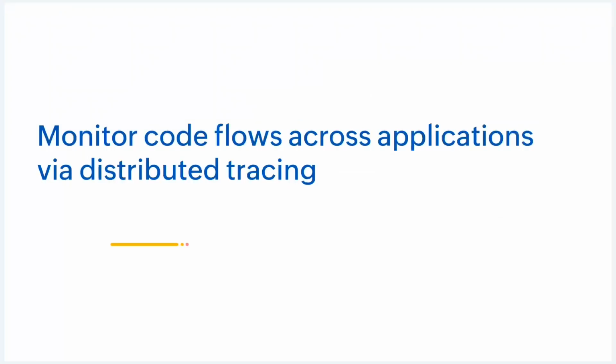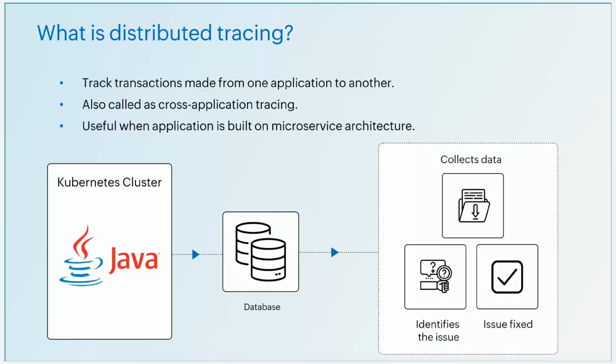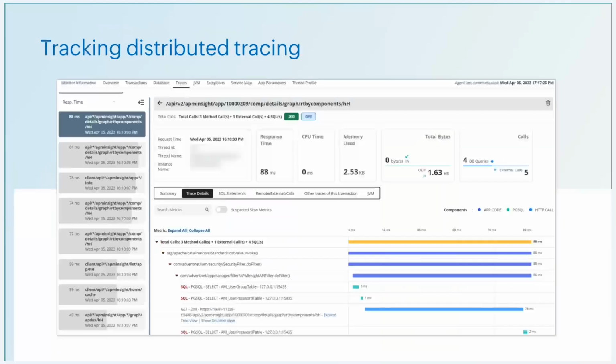The second slide is monitor code flow across the application via distributed tracing. In a microservice architecture, it is necessary to monitor the transactions that are made between two or more applications or services. With the distributed tracing feature, you can track the transaction made between two or more applications. Let us understand how the tracking is done in distributed tracing.